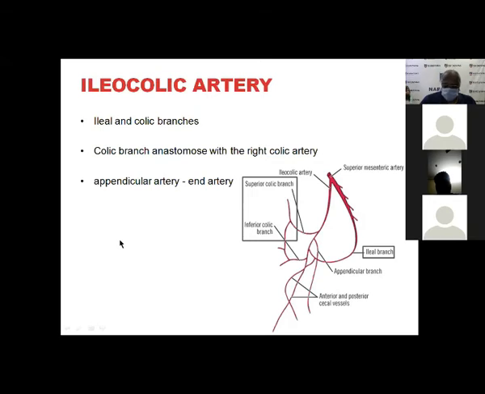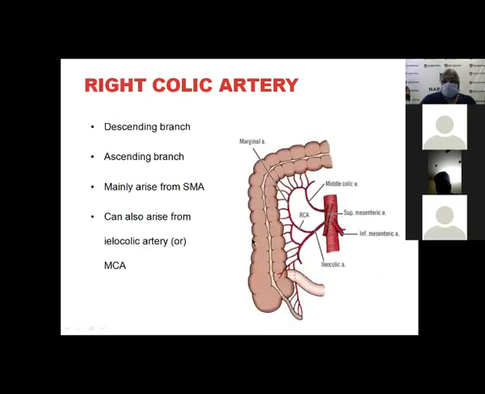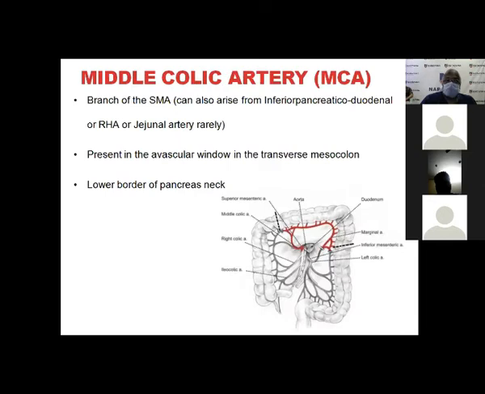Okay, next. Now the right colic has got an ascending and a descending branch. This is the middle colic. Middle colic, you must always be very careful because with a slight pull it will come off. And that's how it supplies. This is the right colic branches. It's again a branch of the superior mesenteric artery. The middle colic, very important. It comes out through this.